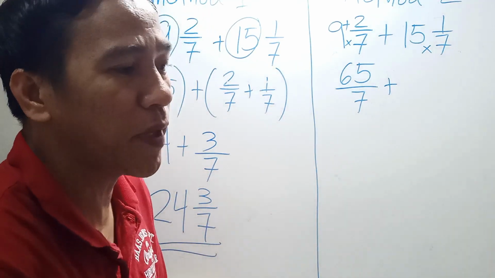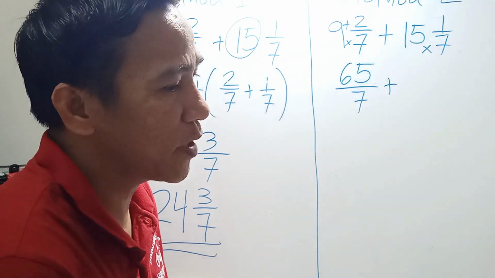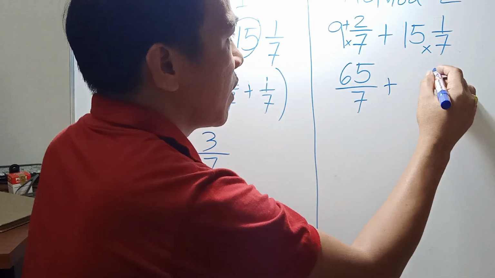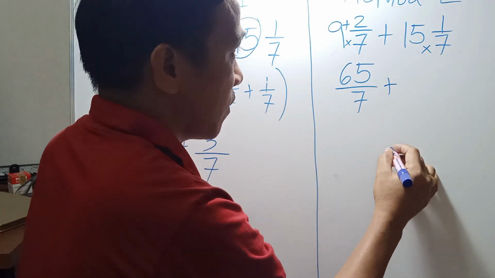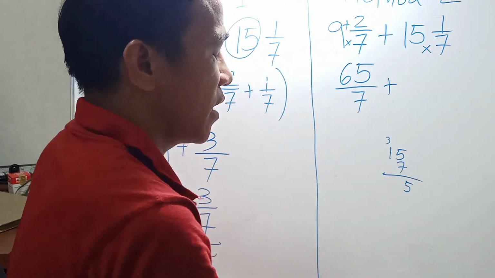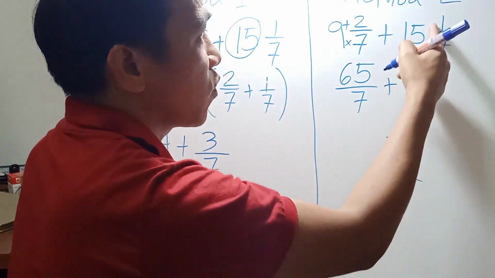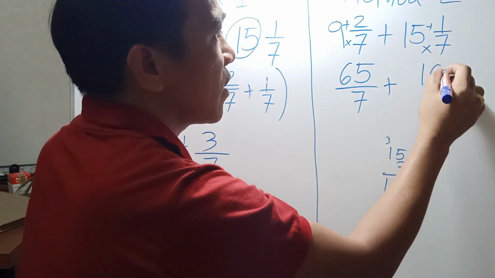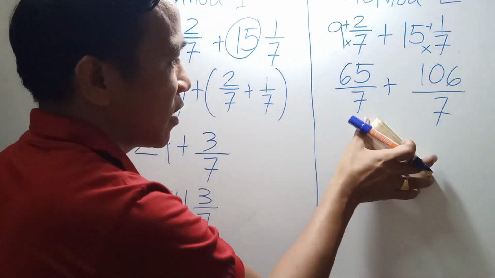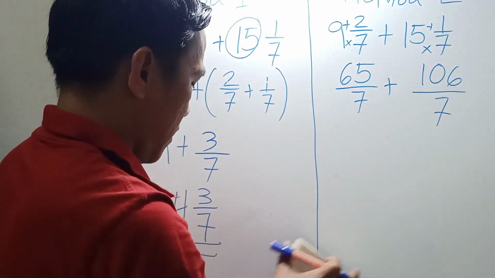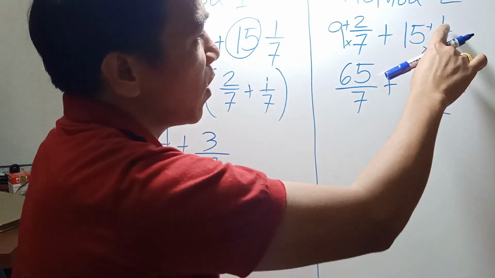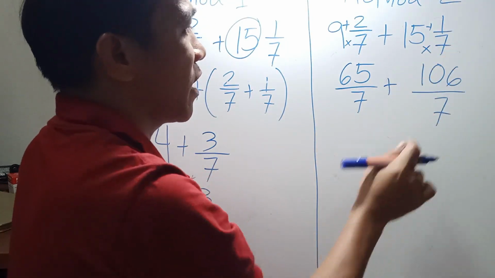What is 7 times 15? So 7 times 5 is 35. I write here. So 15 times 7 is 105, plus 1. So it will become 106 over 7. Okay. Just gonna delete it here. Right. So 7 times 15 is 105. Plus 1 is 106. So then copy the denominator.